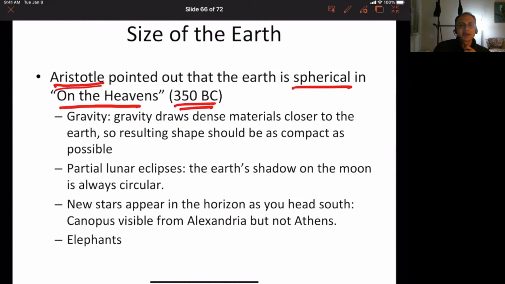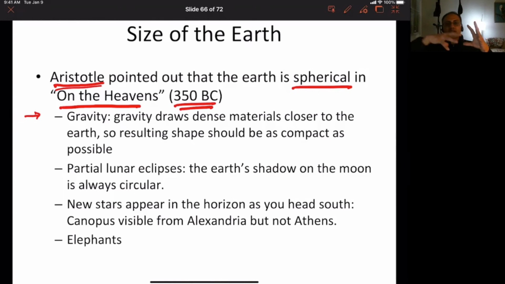I'll just quickly go through these 3 arguments because they're really nice and really cute. Aristotle's first argument was gravity. He had noticed that gravity always tries to pull everything down, right? So he concluded that if gravity is trying to pull everything down towards a common center, what shape do you have which doesn't have any protruding edges?